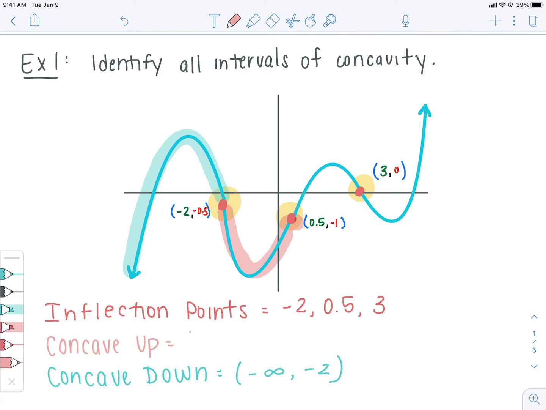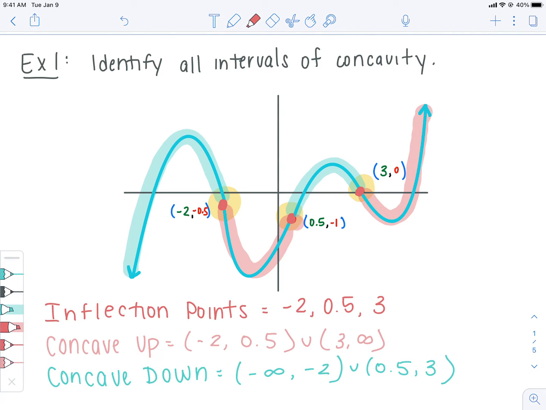So now I go back to -2. And where does my graph stop facing up? At 0.5. Then I'm facing down again, so I'm switching back to down. And from 0.5 to 3, I am facing down. And then from 3 to infinity, I am facing up. The last part of my graph is facing up.